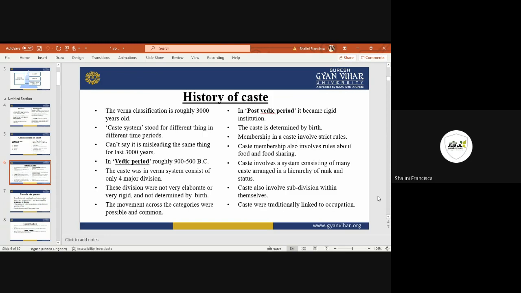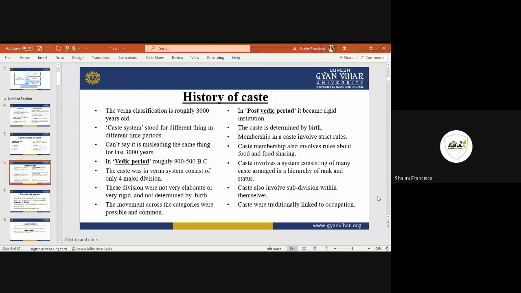So it was changing according to the time period, according to the rule or according to the jobs or services they provided. You can't say it remained the same thing for the last 3,000 years. In the Vedic period, roughly in 900 to 500 BCE, the caste was in a Varna system consisting of only four major divisions. These divisions were not very elaborate or very rigid, and not determined by birth.